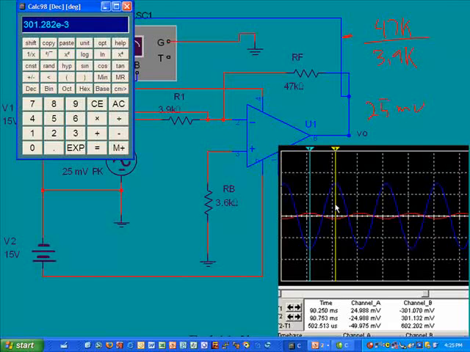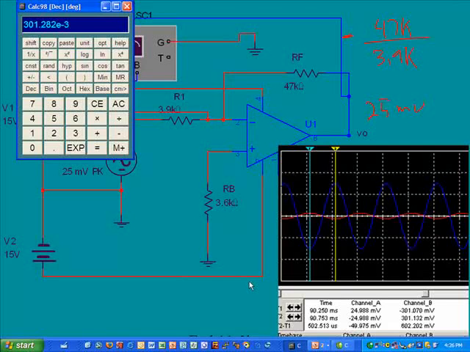If we look at our screenshot here, the red value is the input, the blue is the output, and this yellow stripe here indicates the peak of the blue, and you'll notice here that it is 301 millivolts. That's exactly what we had calculated. And the red here is 24.988. That's very close to the 25 millivolts that is applied to the input. So that is our output for our amplifier with the inverting input.